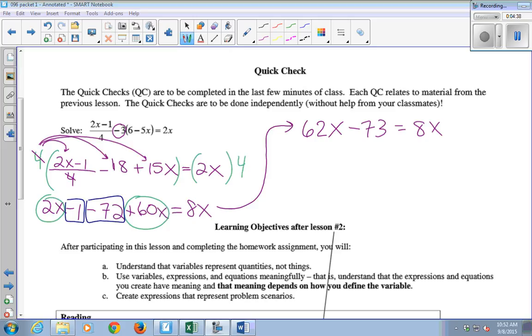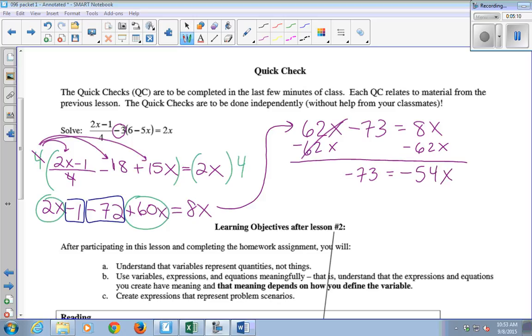So now I'd like to have all my x's on one side, all my non-x's on the other side, right? So I could subtract 62x from both sides. So 62x minus 62x is 0x. Those go away. And I have -73 equals 8x minus 62x is negative 54x.